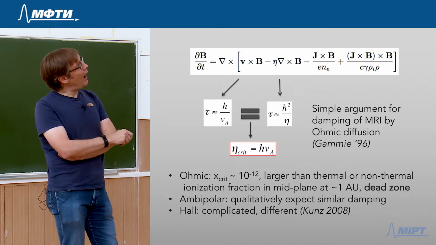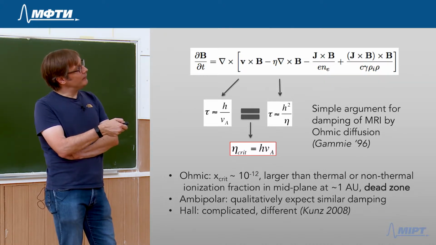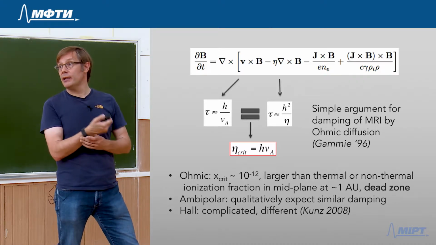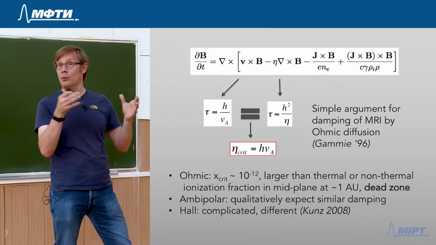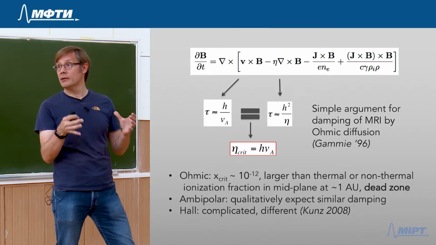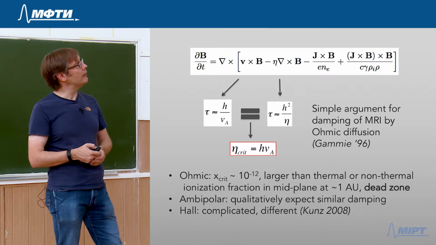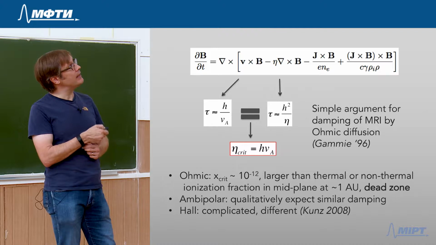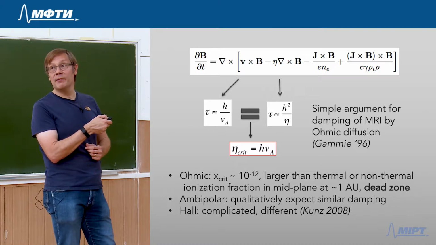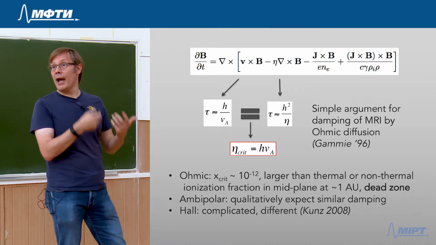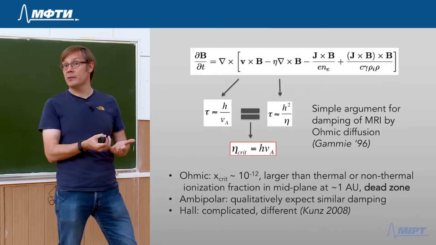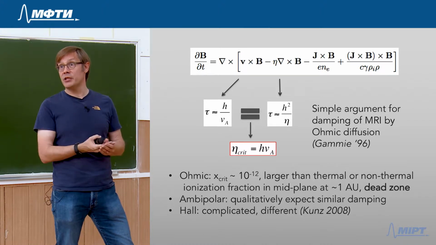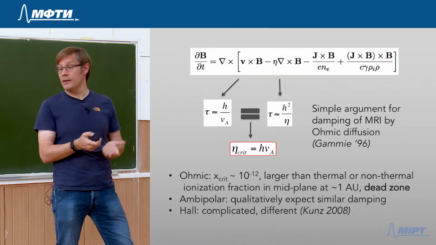Okay? However, that is larger than either the thermal or the non-thermal ionization fraction that is expected in many models of protoplanetary disks once you're away from the very innermost regions close to the star. Okay? So the argument would be, this is an argument discussed by Charles Gammie in 1996, that this ohmic term, if it was the only thing going on in disks, would act to strongly damp the magnetorotational instability near the midplane of protoplanetary disks, and therefore prevent MHD turbulence from developing in those regions.